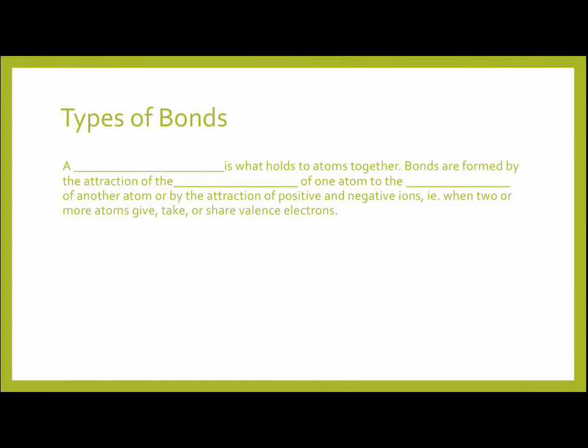So now we're going to talk about the types of bonds. There are 3 main types that we'll talk about. But first, a chemical bond is what holds atoms together. These bonds are formed by the attraction of the positive nucleus of one atom to the negative electrons of another atom, or by the attraction of the positive and negative ions. So when 2 or more atoms are giving, taking, or sharing their valence electrons.